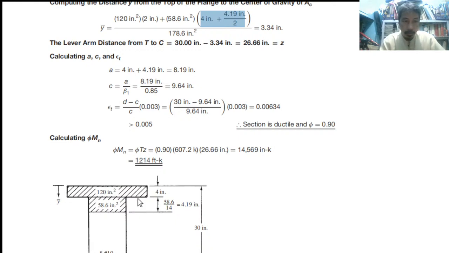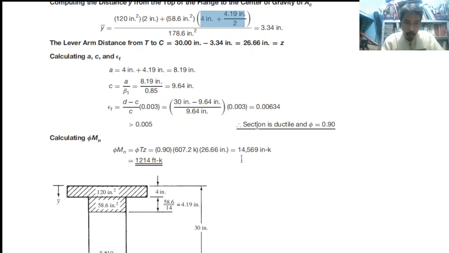So we can get 30. Okay, so this is 30 minus the value of y bar. So this is 30 minus the value of y1. This centroid is where the compression force acts. So compression force is acting at the centroid of this. Okay, so y bar, that's why we need to subtract. So this is the answer.